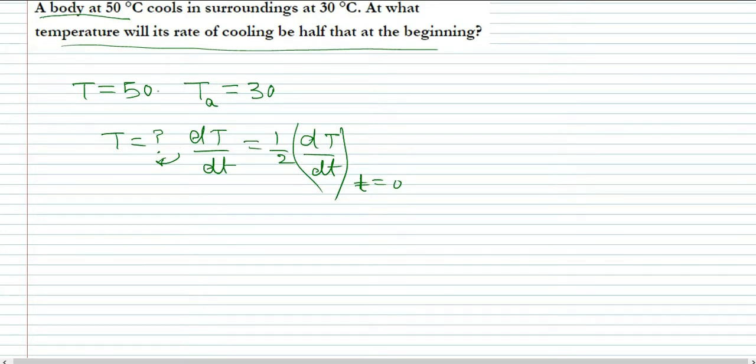Now, first let's find the value of k at T equal to 50, T atmospheric 30. What is going to be k? Now we know dT/dt is equal to minus k (T minus T_A). It's going to be minus k, where this is 50 and this is 30, right? 50 minus 30 is what? 20, right?